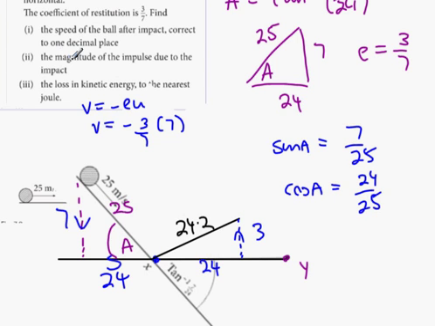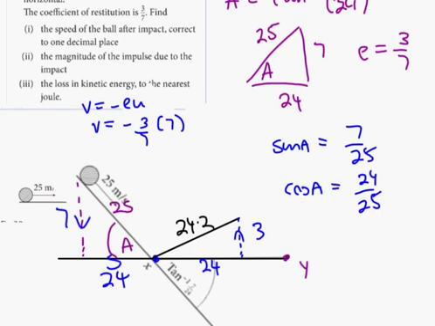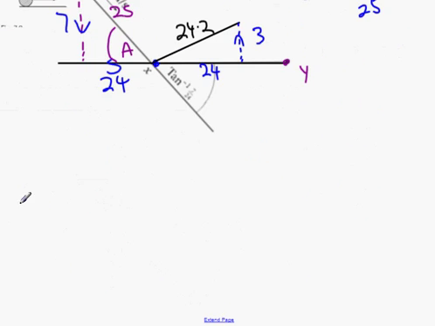Find the magnitude of the impulse due to the impact. Anybody remember what impulse is? Impulse, anybody? MV minus MU. MV minus MU. Okay. So, impulse equals MV minus MU.